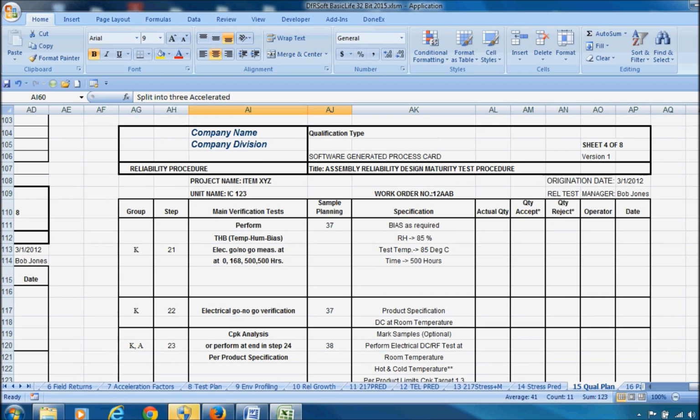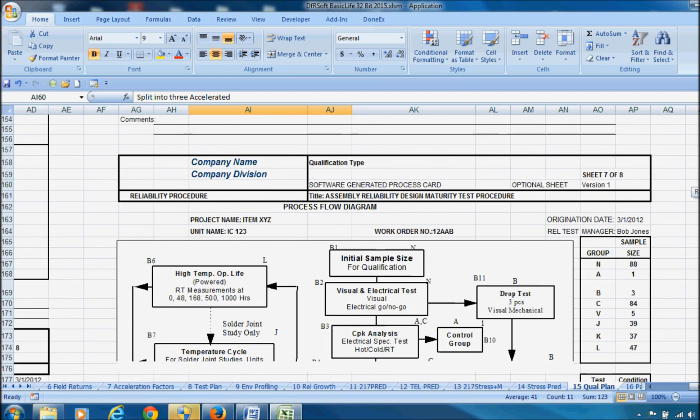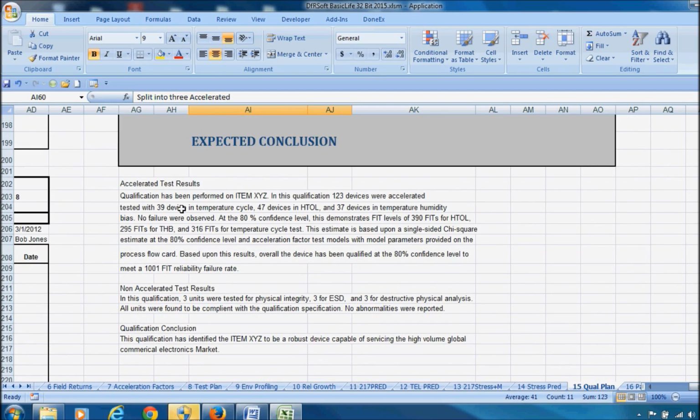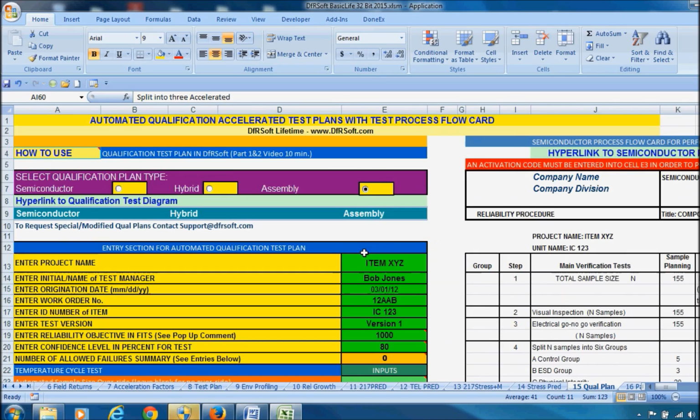And not only is the process card provided to run the test, but also the expected conclusions are provided in DfRSoft for the qualification and what you've achieved, if the accelerated test is performed successfully to the number of failures that you expected or allowed for the test, and to the level of failure rate that you're interested in, or MTBF, that you're trying to verify. So there you have it.